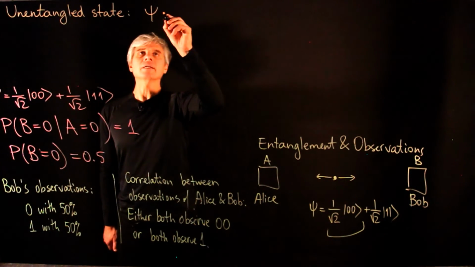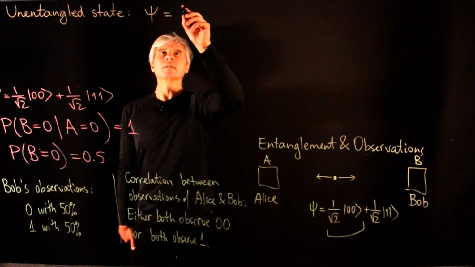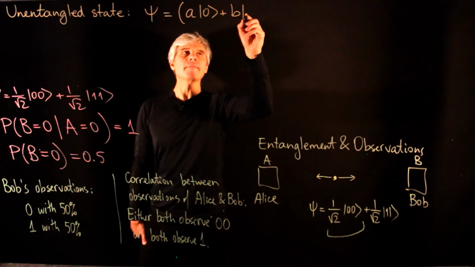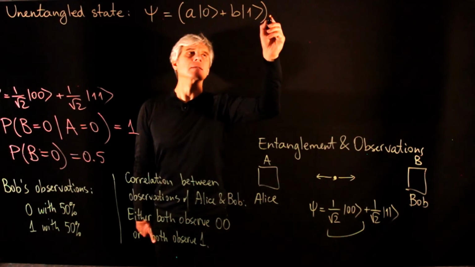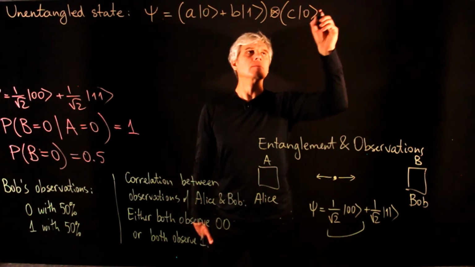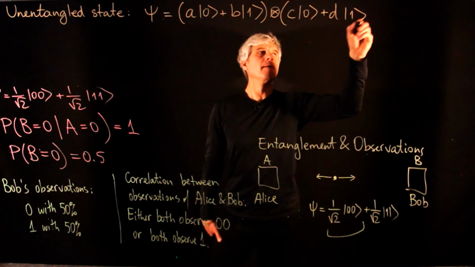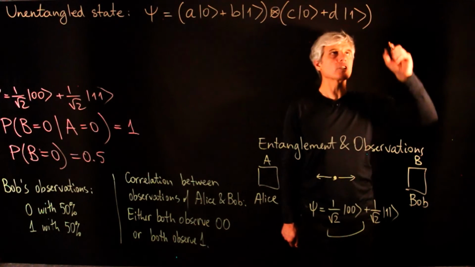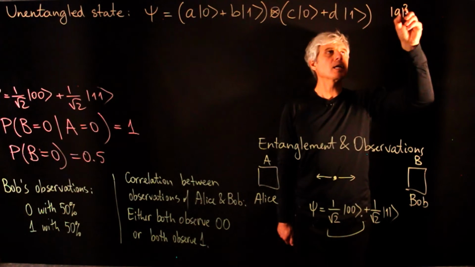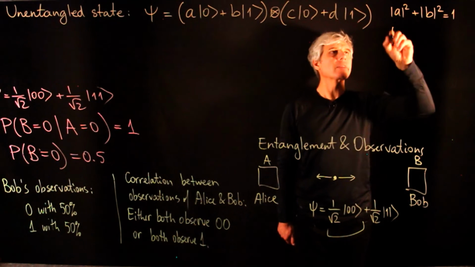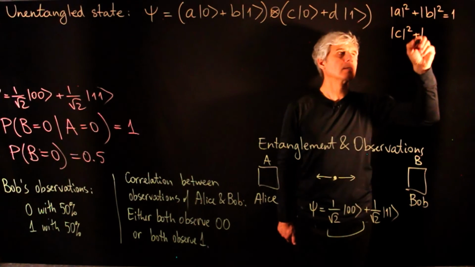So psi is the product, right? So (A|0> + B|1>) tensor product with (C|0> + D|1>), right? So here, for normalization, we have norm of A squared plus norm of B squared is equal to 1, and the same for C and D.